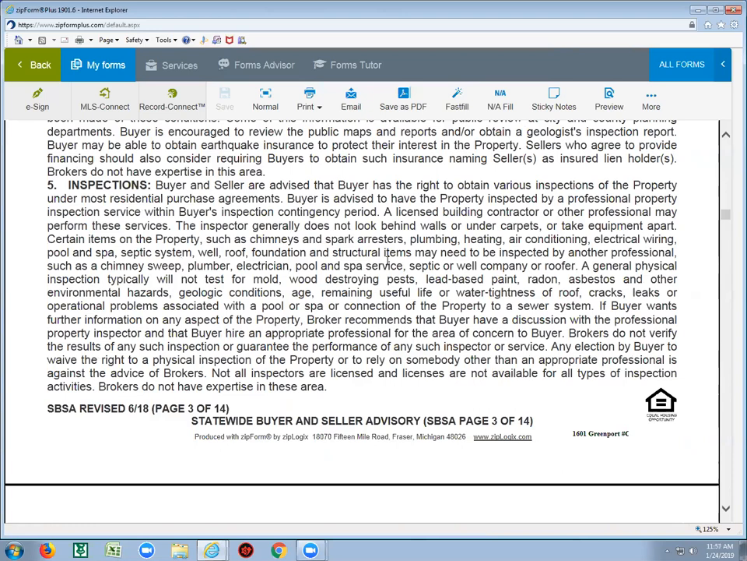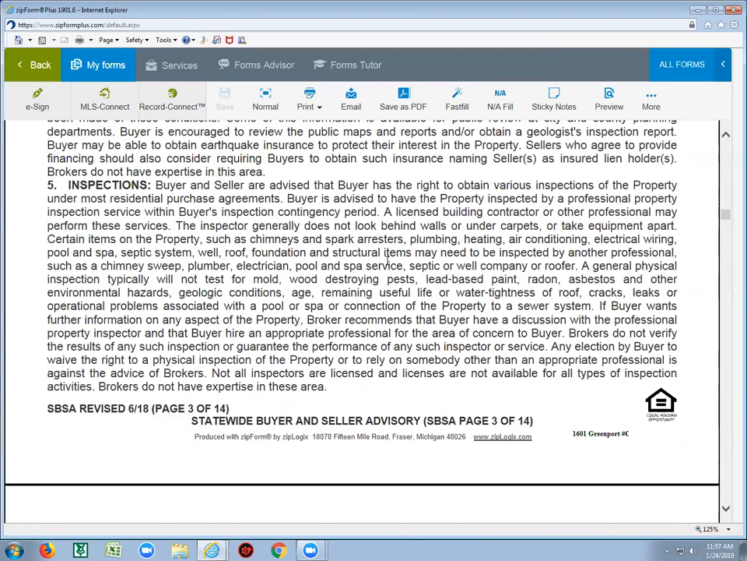A general physical inspector typically will not test for mold, wood destroying pests, lead-based paint, radon, asbestos, and other environmental hazards, geological condition, age, remaining useful life of the roof, water tightness of a roof, cracks, leaks, or operational problems associated with the pool and spa, and connection of the property to the sewer system.